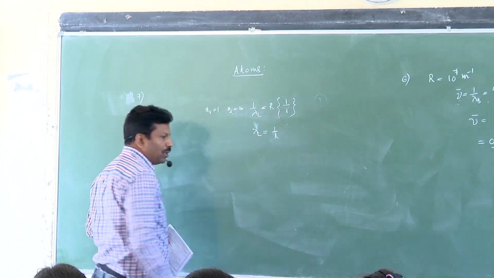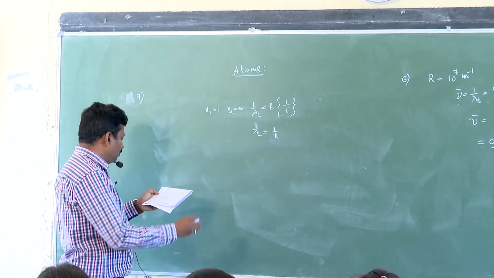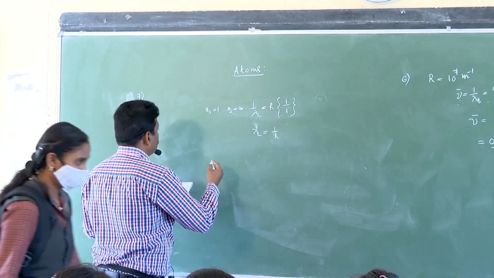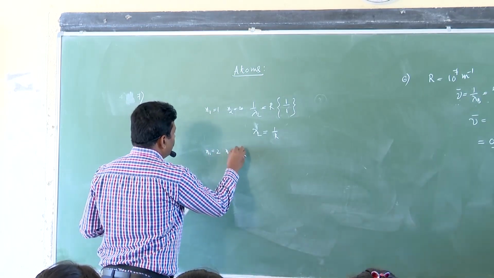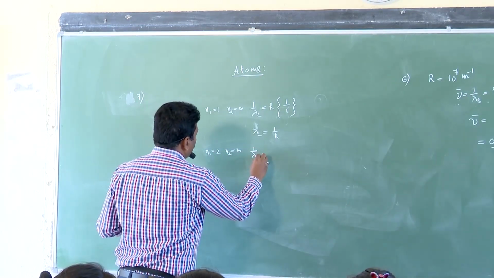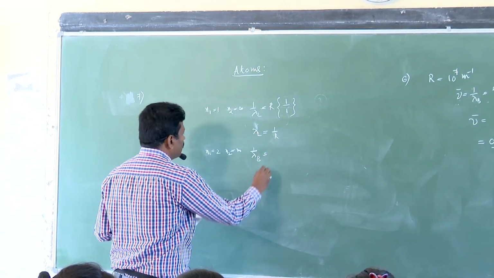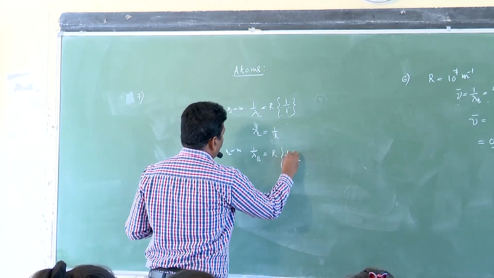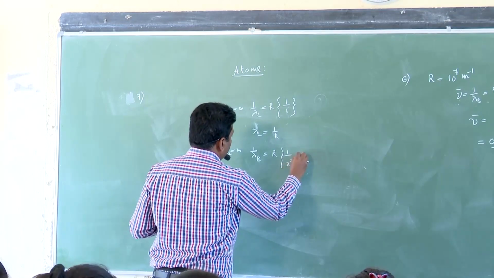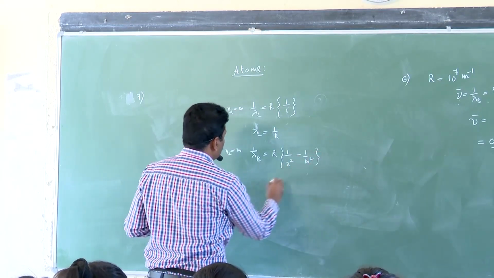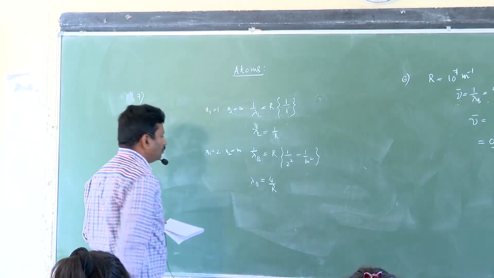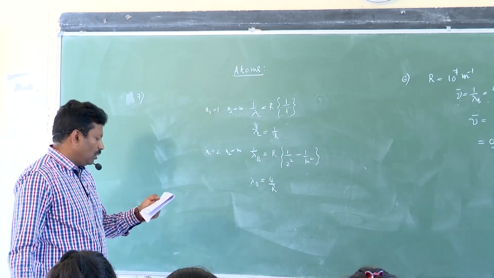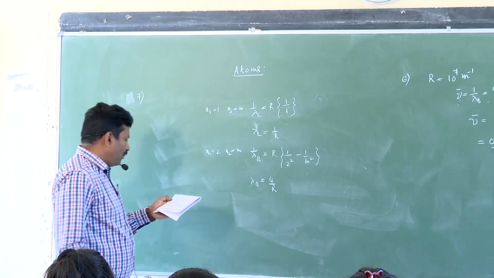I think I have done this problem similarly. And for Balmer series, N1 is 2, N2 is infinity. So 1 by lambda Balmer series is R into 1 by 2 squared minus 1 by infinity squared. So we can write lambda B is equal to 4 by R, correct now? So therefore what do we get?